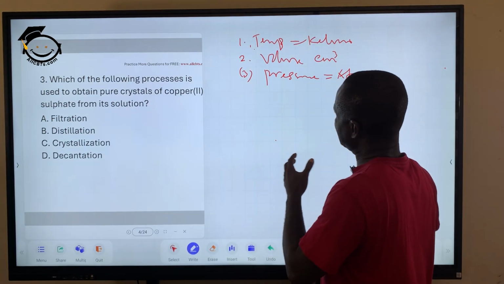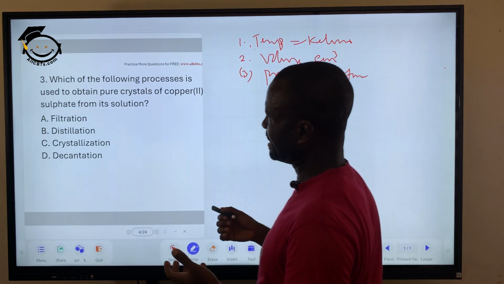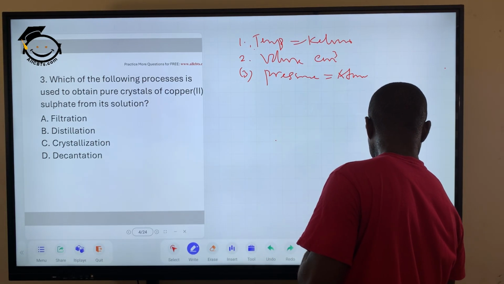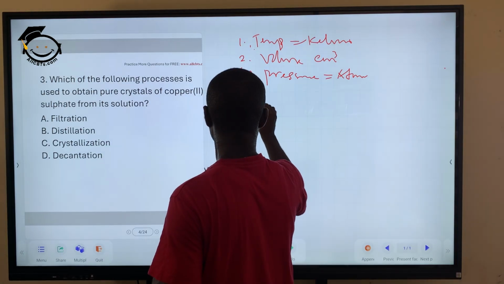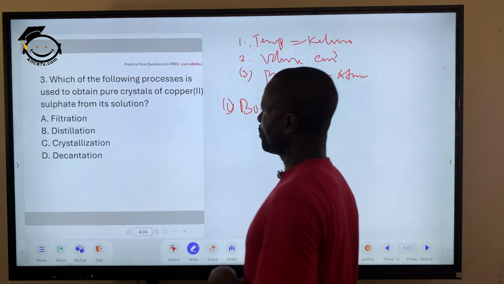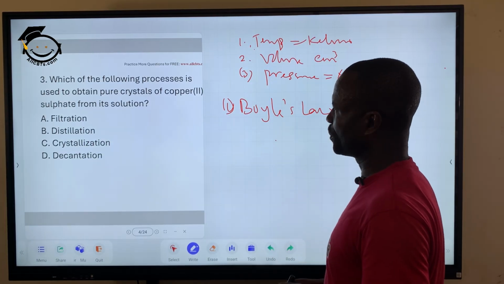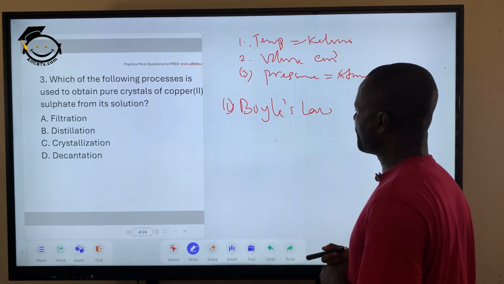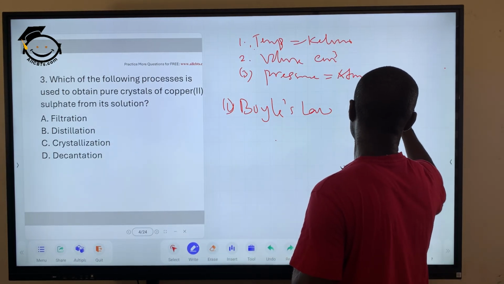So these parameters revolve around the kinetic theory to define a number of principles guiding the movement of molecules. Number one law in this kinetic theory is Boyle's law. Boyle's law defines the relationship between pressure and volume. Boyle's law defines this relationship as the pressure of a given mass of gas is inversely proportional to its volume.